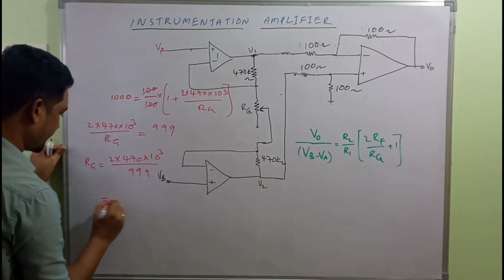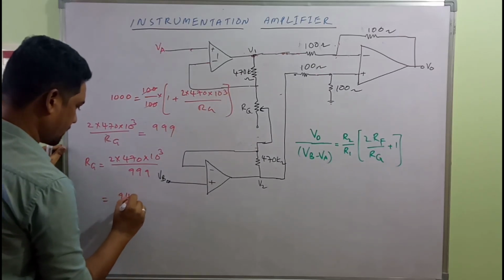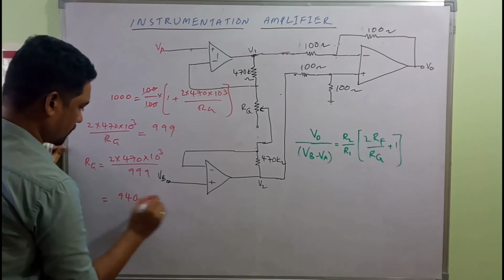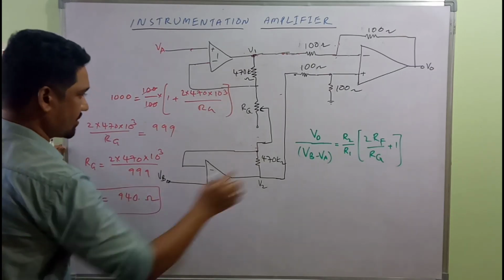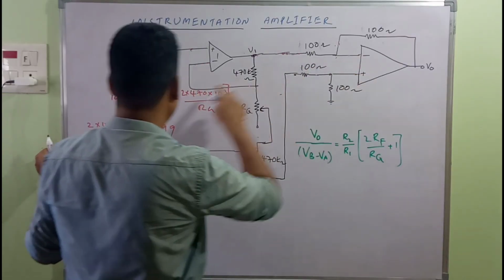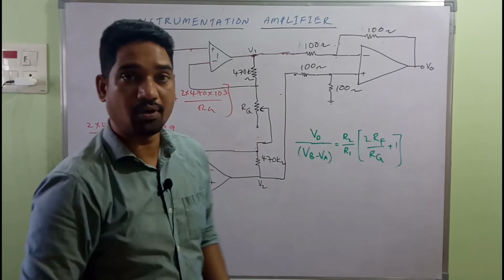Simplifying this one, we should have something around RG of 940 point something ohms. This is the value of RG required with this resistor network to have a gain of 1000. This is the value of RG. Make a note, please. Hope you understood this one.